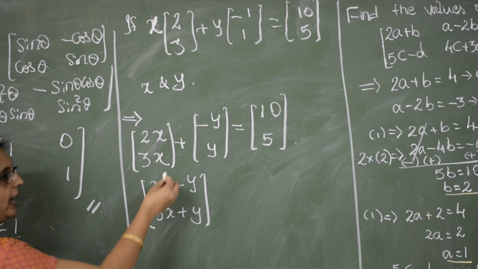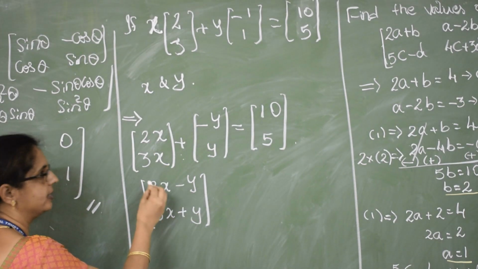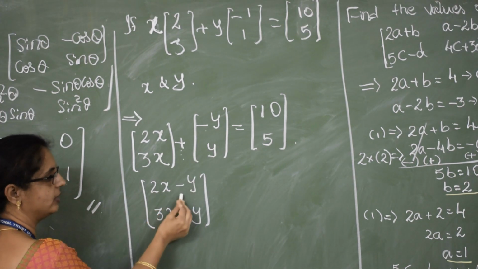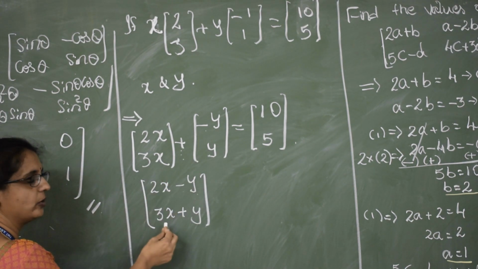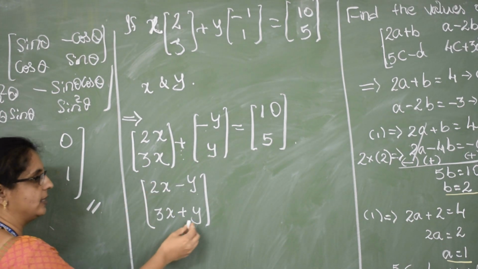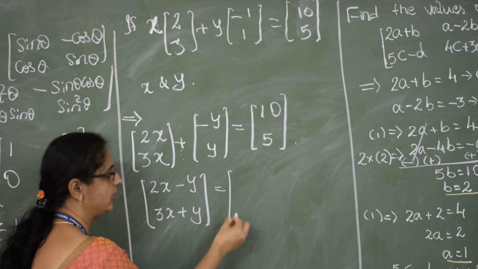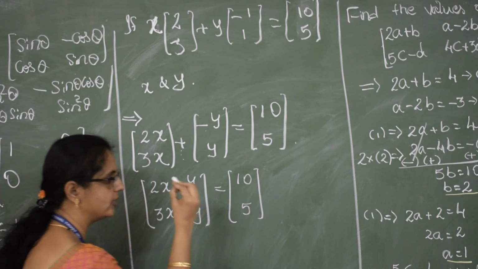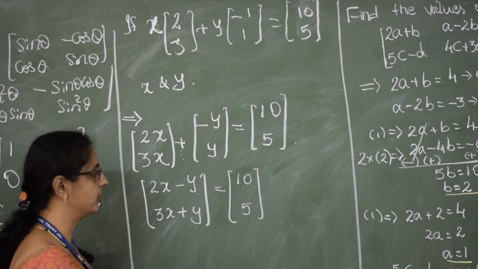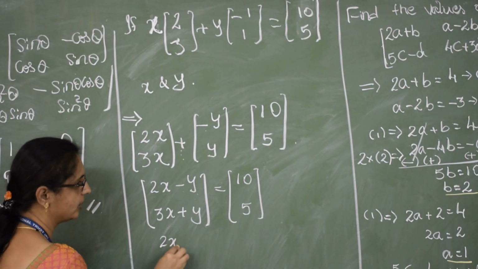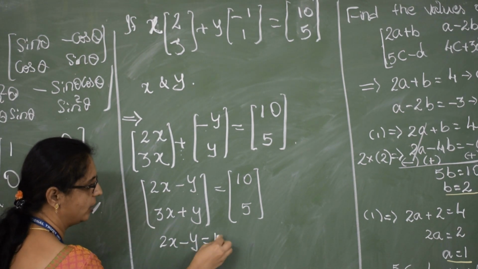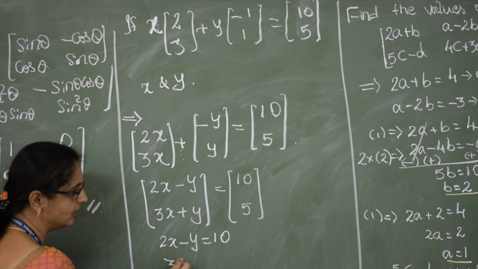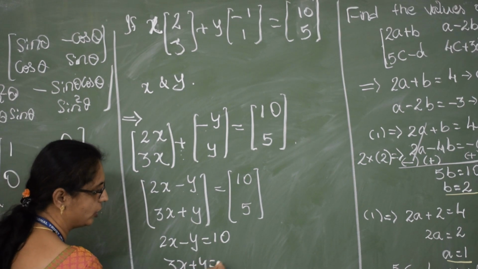Now I am going to add the corresponding elements. 2x plus into minus gives us minus y. What about the second row? 3x plus y is equated to the given matrix. The given matrix, if you are observing students, is once again a column matrix itself. 2x minus y is equal to 10. 3x plus y is equal to 5.